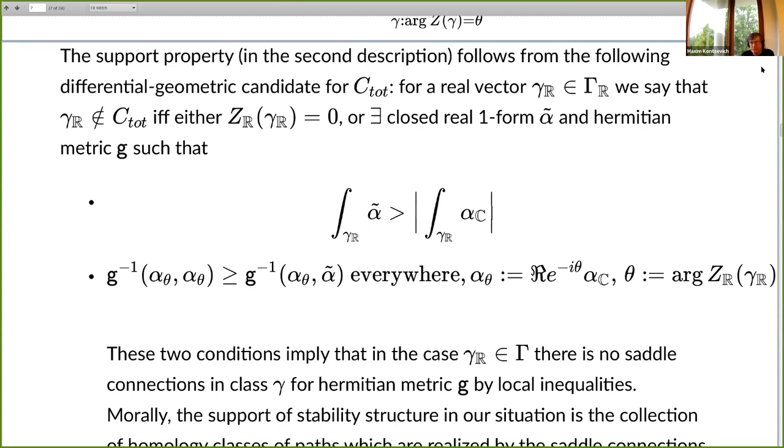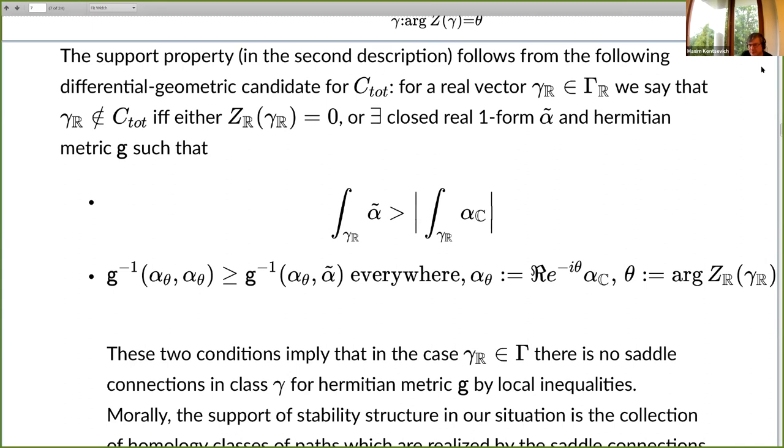And the first description is pretty easy to handle. Choose some basis on, maybe, the kernel of the map Z_R, some basis of first cohomology, and then with an appropriate constant, one can manage this condition for just any given a priori Hermitian metric and get some quadratic form constraint.